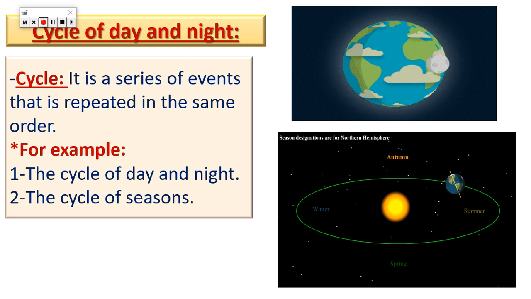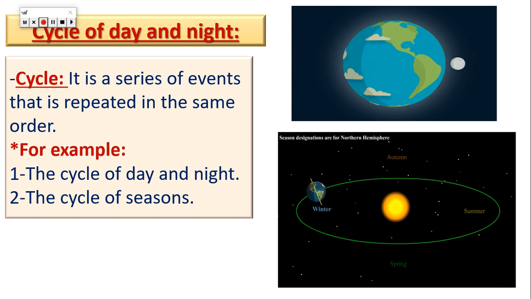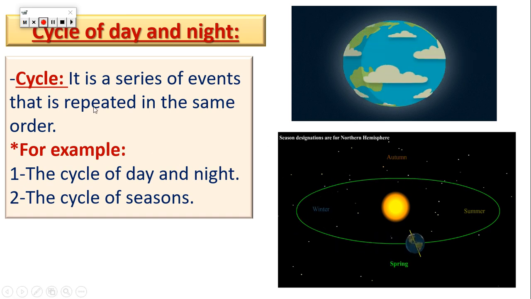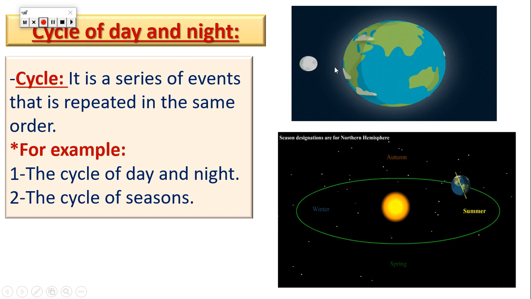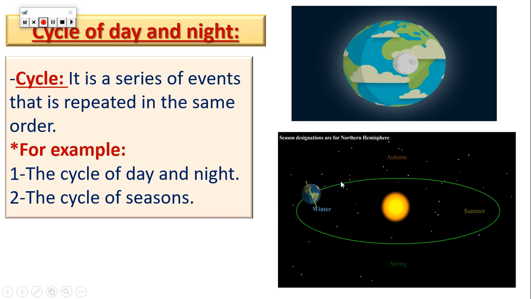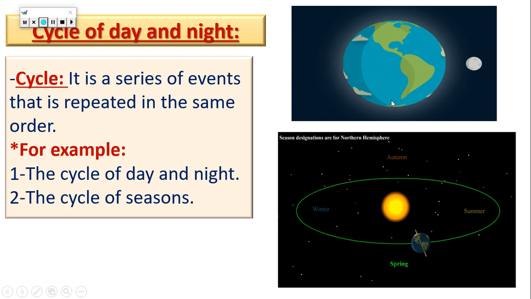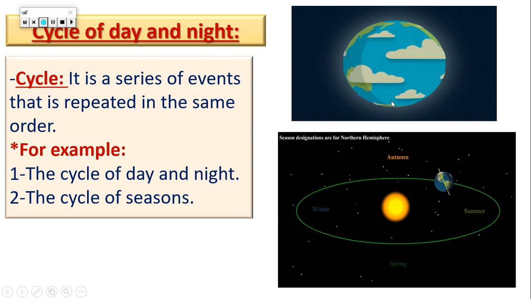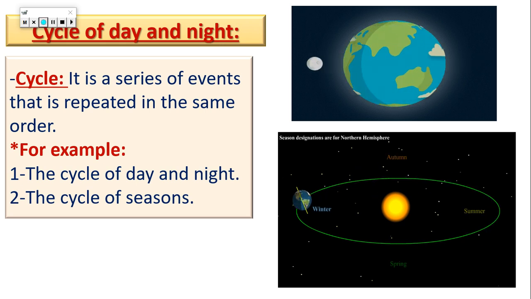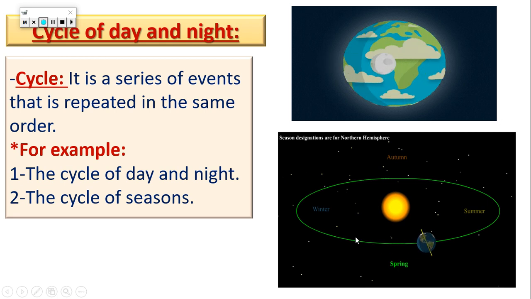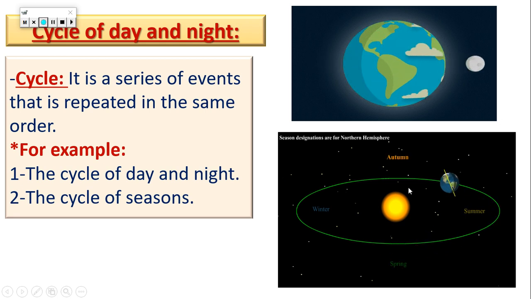Let's go to lesson 2. Lesson 2, talking about the meaning of the cycle. As we said before, the earth rotates around its axis and revolves around the sun. When the earth rotates around its axis, it goes through the cycle of day and night. And when the earth revolves around the sun, it goes through the cycle of the four seasons.